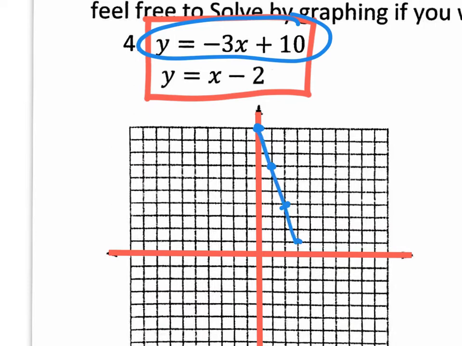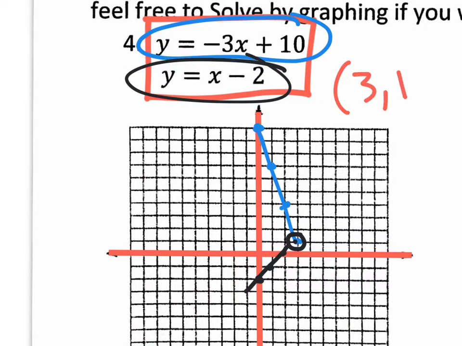Let's graph the other one. The other one crosses at negative 2. I want to do this one in red. Actually, not red. Let's go black. So it crosses at negative 2, and from that point, I'm going to go up 1 over 1, and up 1 over 1, and up 1 over 1, and you'll see that that's where the point of intersection will be at. Okay, and what is that coordinate? 3, 1. So ladies and gentlemen, your answer is 3, 1.